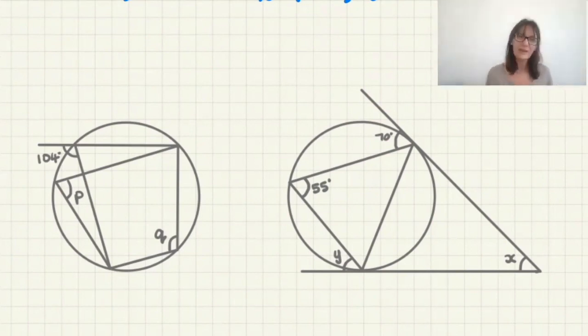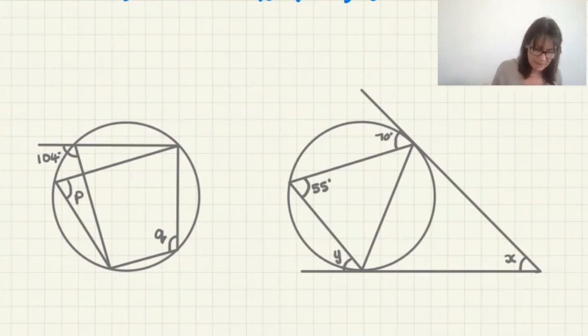Okay, so the first one, I think the cyclic quad stands out quite nicely. So I can kind of see straight away that the P and the Q will add together to get 180. So as long as I can get one of those, I can easily get the other. So I've not got a massive amount to go on, to be fair. I can see I've got 104 over there. It's not a tangent. There's no radii or diameter or anything like that in this particular diagram, so I can't rely on any of those theorems.